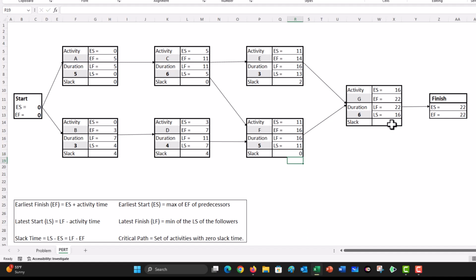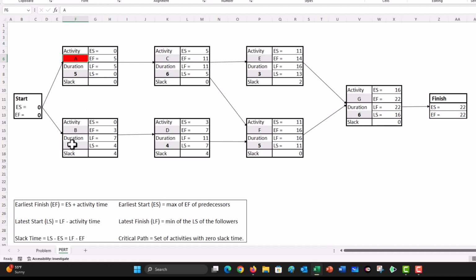We go to activity G. The latest start is 16. The earliest start is 16. The slack time is 0. We can now identify our critical path. By definition, activities that have 0 slack time constitute the critical path, and I'm going to mark them with red color. Starting with activity A, we can see that the slack is 0, so A is on critical path. We're just going to mark it with red.